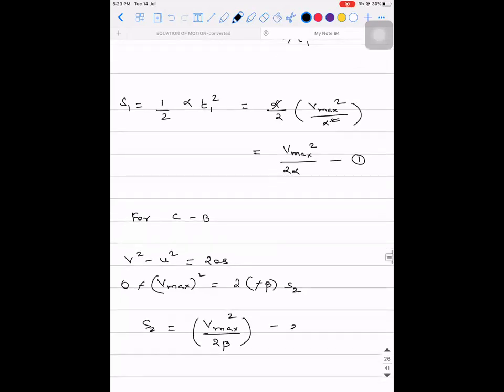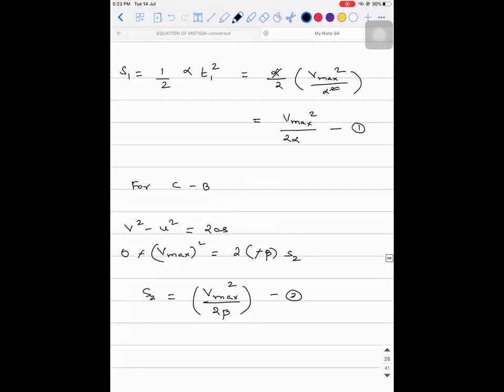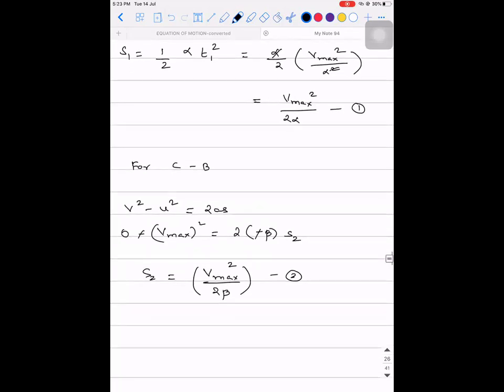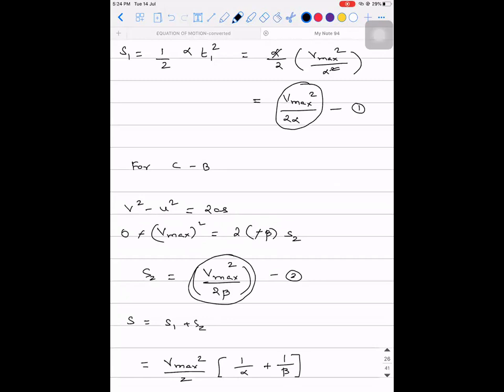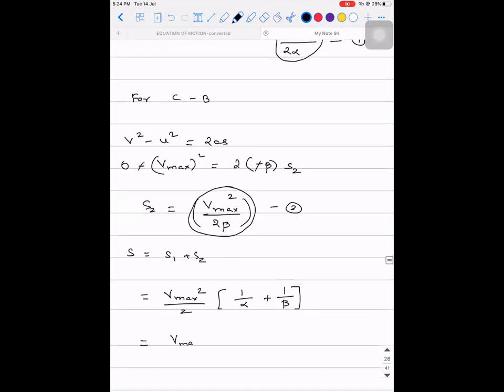Any doubt till this step? No, sir. Right. So they're asking you the total journey. Total journey, if I call it S, is equal to S1 plus S2. So S1 plus S2, if I take out V max square by 2 common, then what will I be left with? I'll be left with 1 by alpha plus 1 by beta. Is this point clear? You understood what I did? I added V max square by 2 alpha and V max square by 2 beta. So V max square by 2 is common in both, into 1 by alpha plus 1 by beta. Okay.